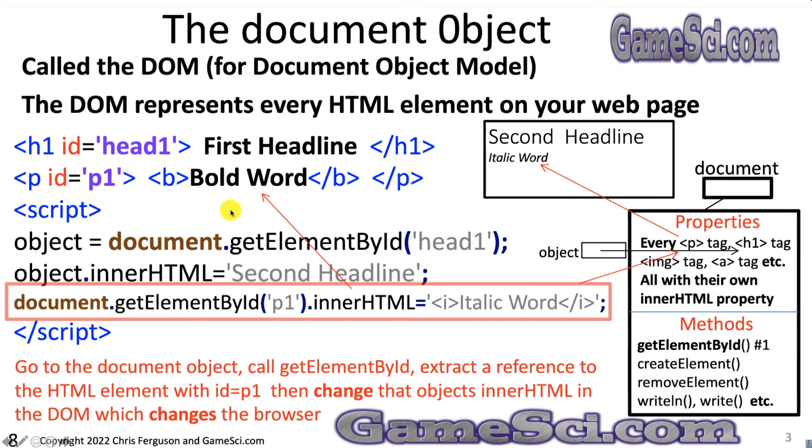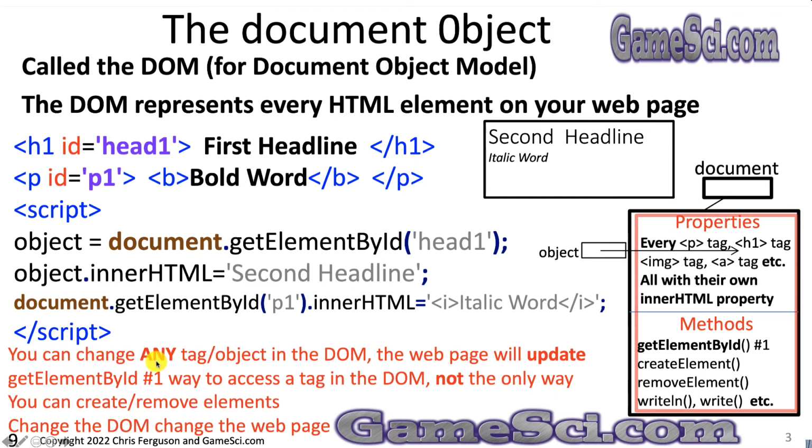What I've done here is I've replaced this bold tag displaying bold word with this new italic tag displaying italic word. And once again, if I change the object in the DOM, I change what's displayed on the web page. We're literally going to the document object, calling its getElementById to extract a reference to the HTML element with ID equal P1. We then change that object's inner HTML in the DOM, which changes what's displayed on the browser. You can change any tag/object in the DOM, and the web page will update.